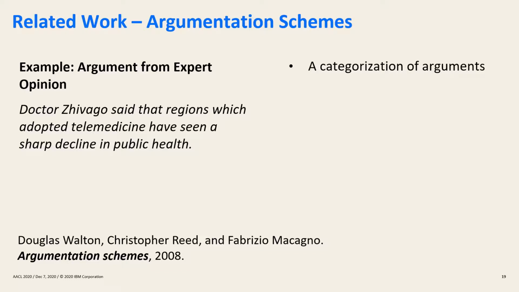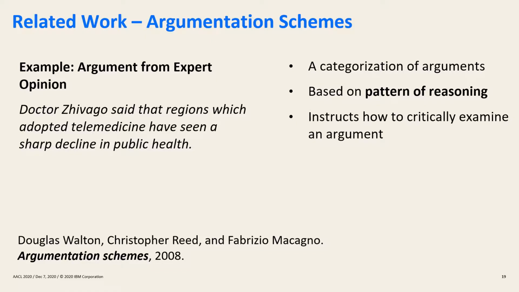telemedicine. So argumentation schemes are a categorization of arguments which is kind of similar to what we have, in the sense that the arguments that we've written are categorized according to classes. They are based on patterns of reasoning rather than semantic aspects. They also instruct how to critically examine an argument, which is not something that we have. But on the other hand, it does not suggest how to make a concrete argument. And you don't even know if specific argumentation schemes are relevant to specific motions or not. So there are similarities, but I think it's quite a different thing.